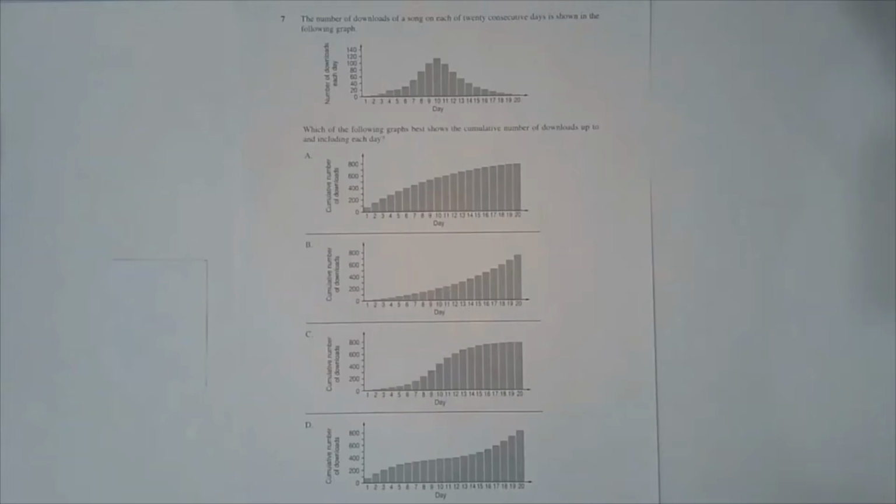Question 7. The number of downloads of a song on each of 20 consecutive days is shown in the following graph. Which of the following graphs best shows the cumulative number of downloads up to and including each day?